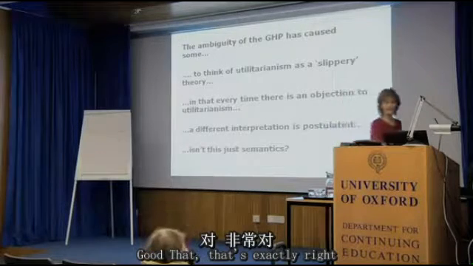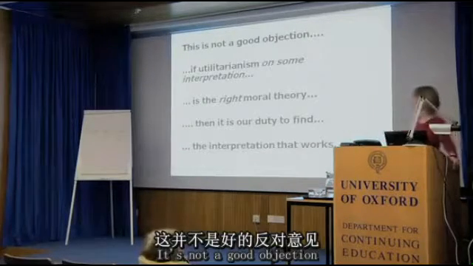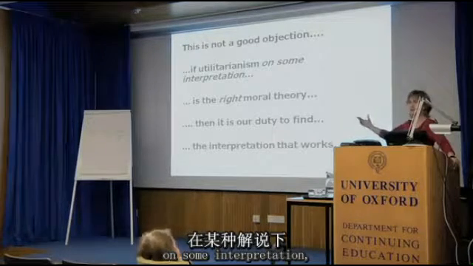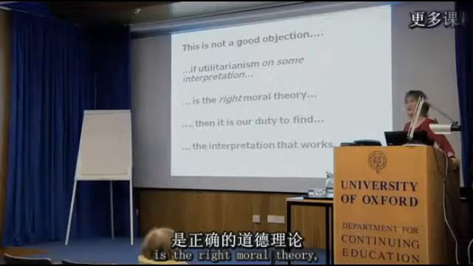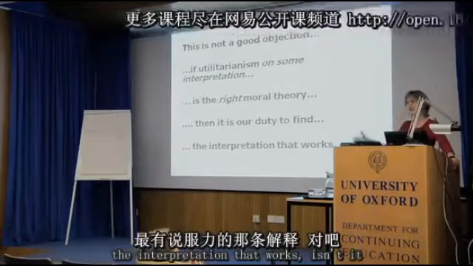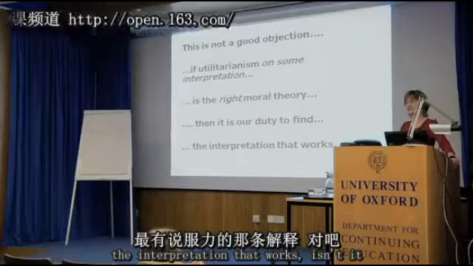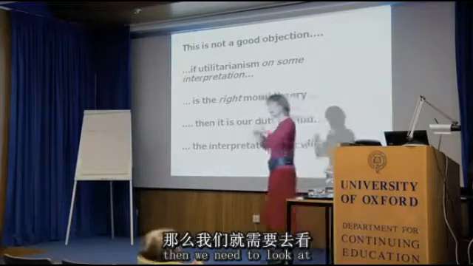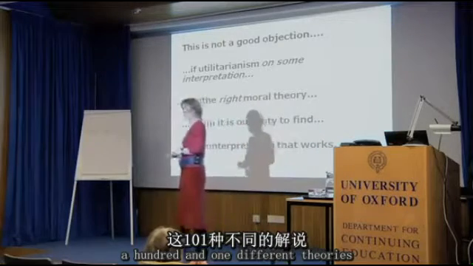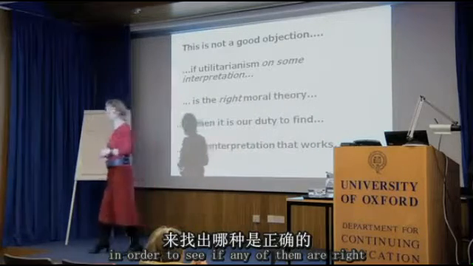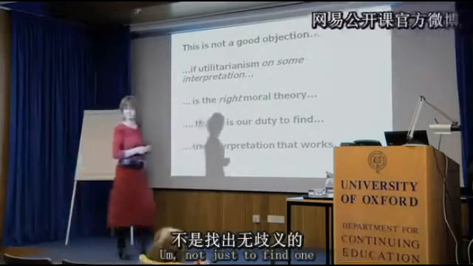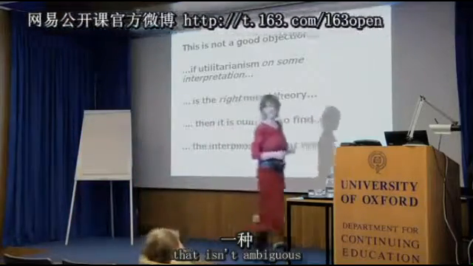Good. That's exactly right. It's not a good objection because if utilitarianism on some interpretation is the right moral theory, then it's our duty to find the interpretation that works, isn't it? And if there are 101 interpretations, then we need to look at 101 different theories in order to see if any of them are right, because our aim is to find the right theory, not just to find one that isn't ambiguous.